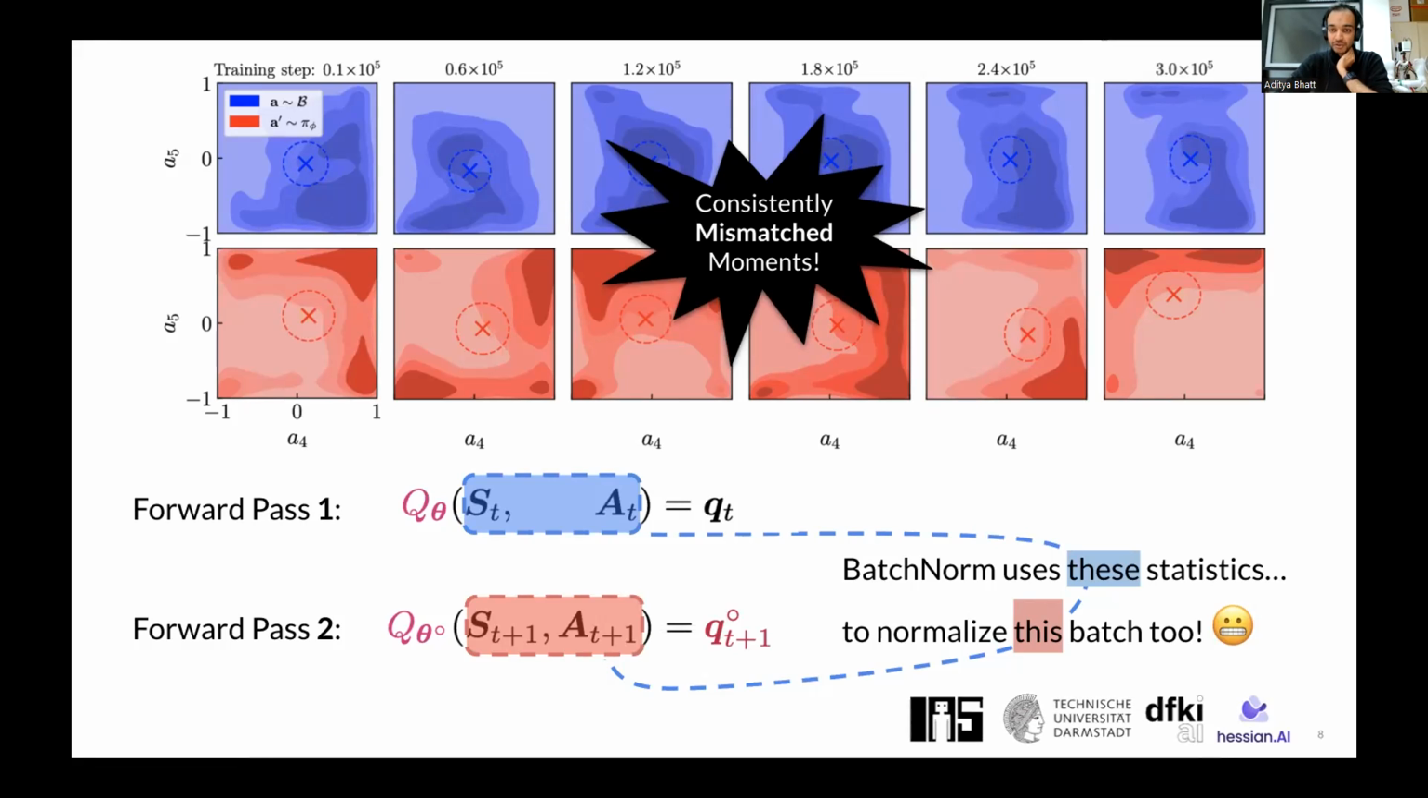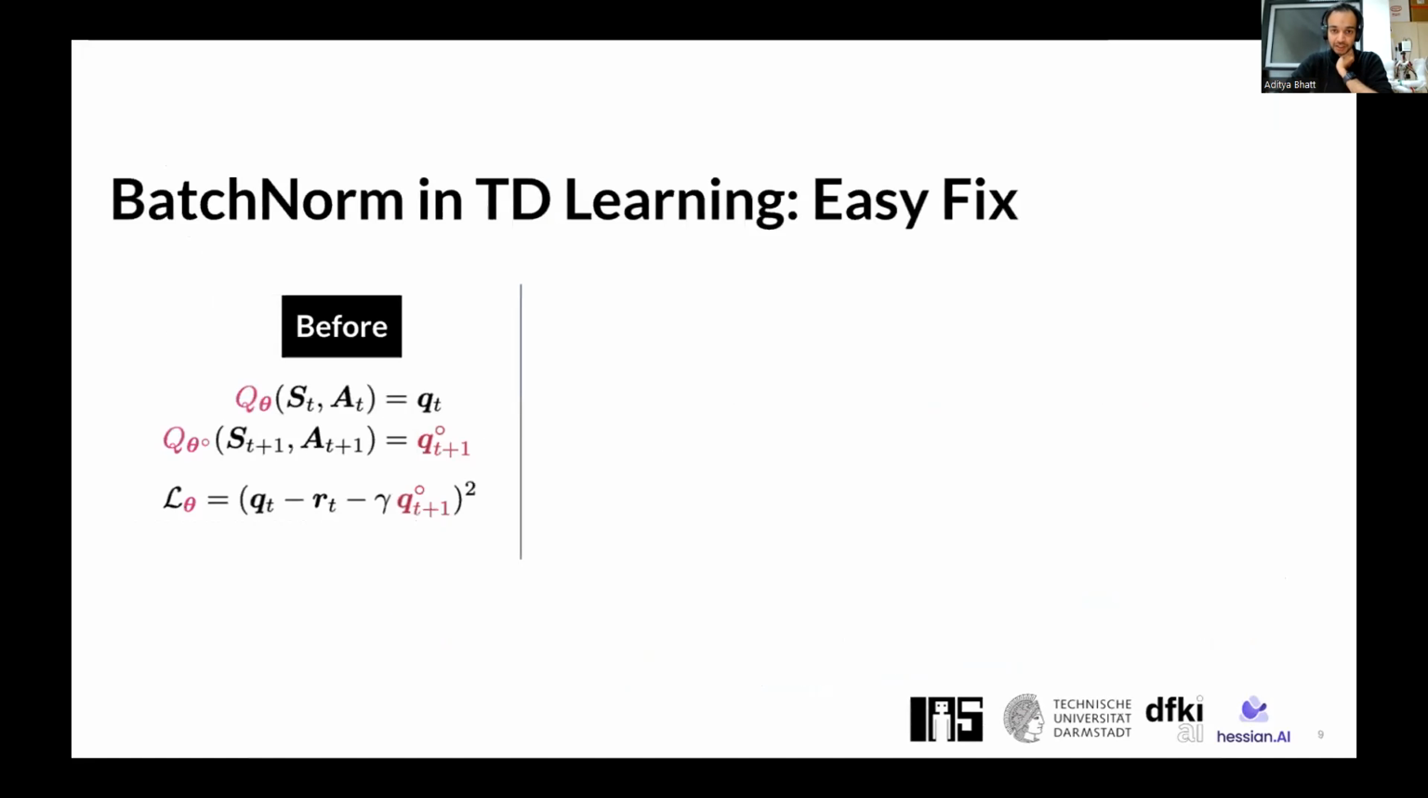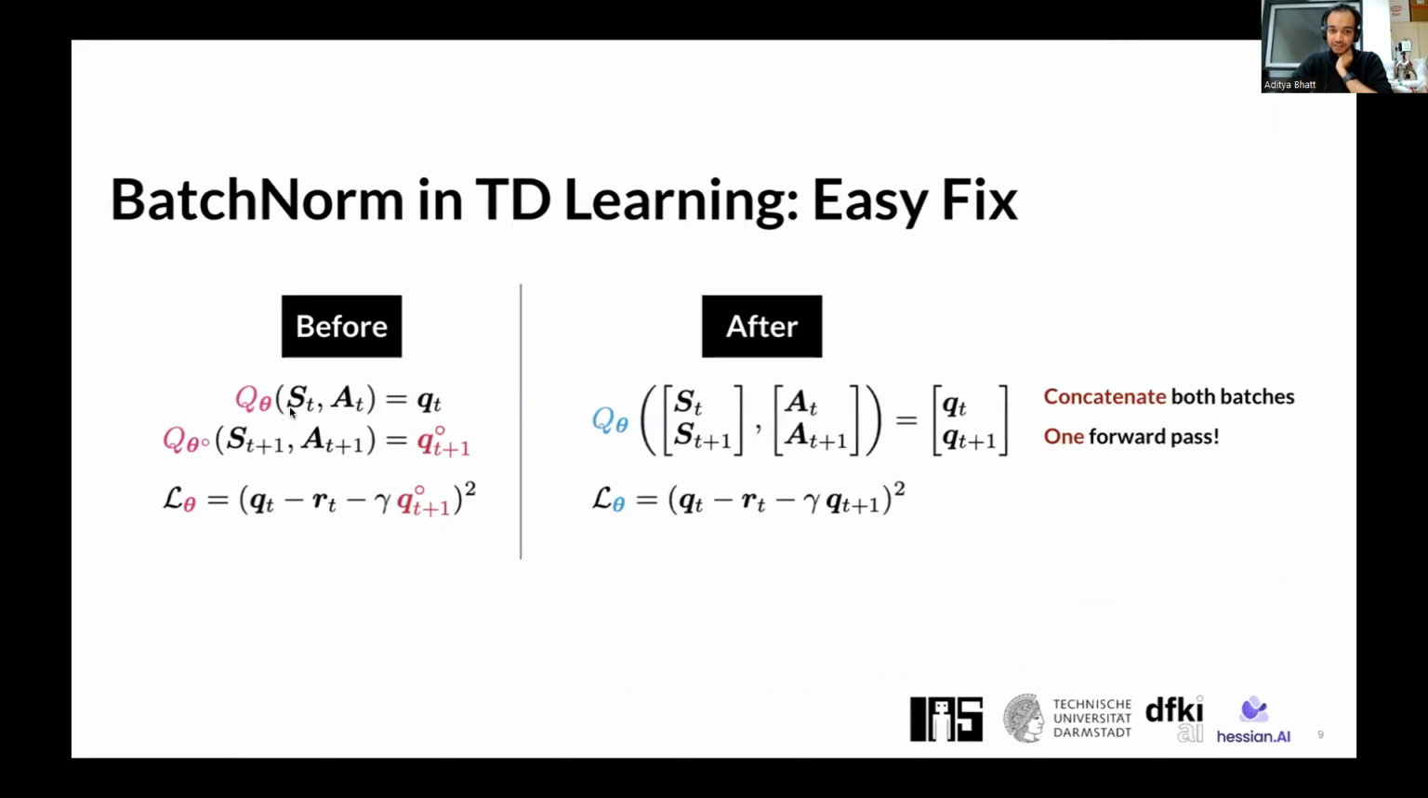So we now need a way to correct it, which is what we do. It turns out that this fix is just absurdly simple. So look, on the left here, you have these two forward passes, and then you generate the loss, right? The tweak that we suggest is the following. Just concatenate the S_t and S_{t+1} batches and the action batches together into one big, double-sized batch, and send it through your Q network in a single forward pass. And then split the output of this big batch back into Q_t and Q_{t+1} over here.